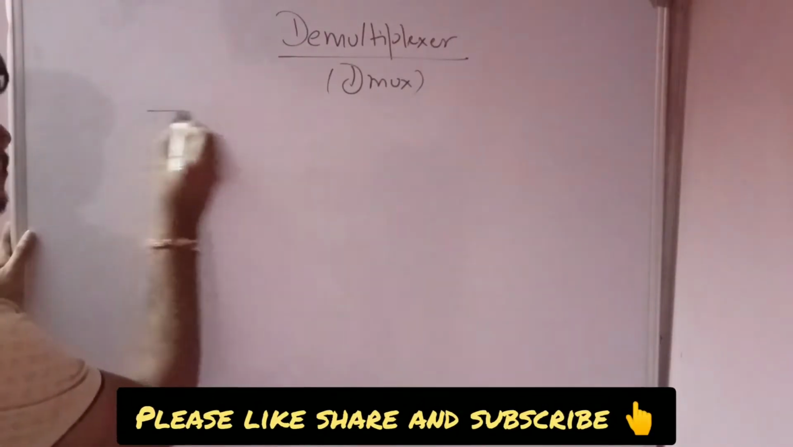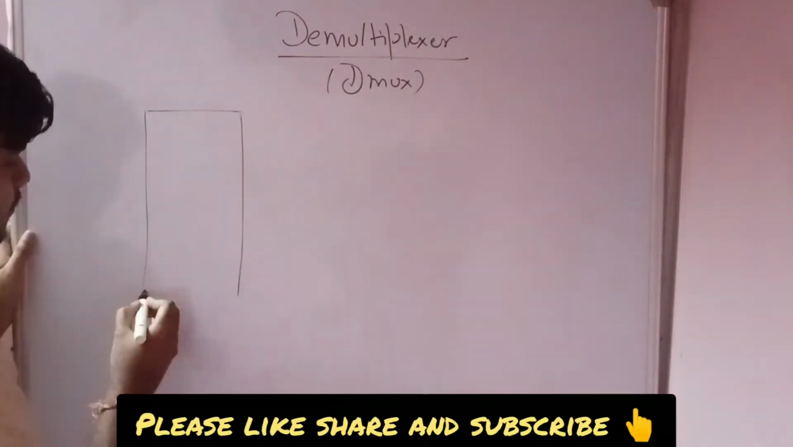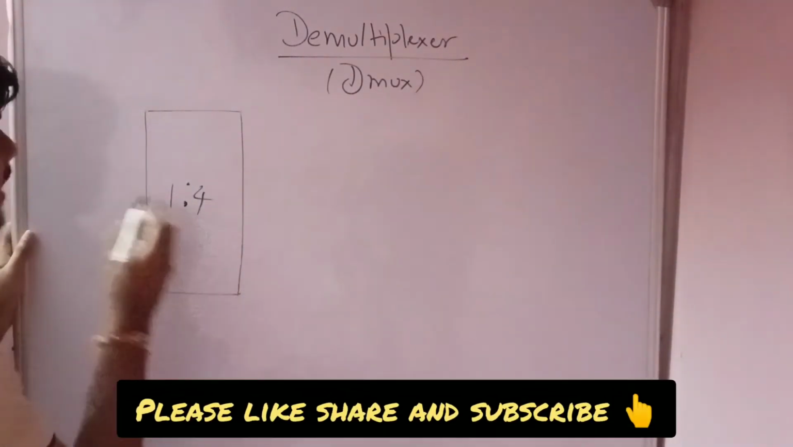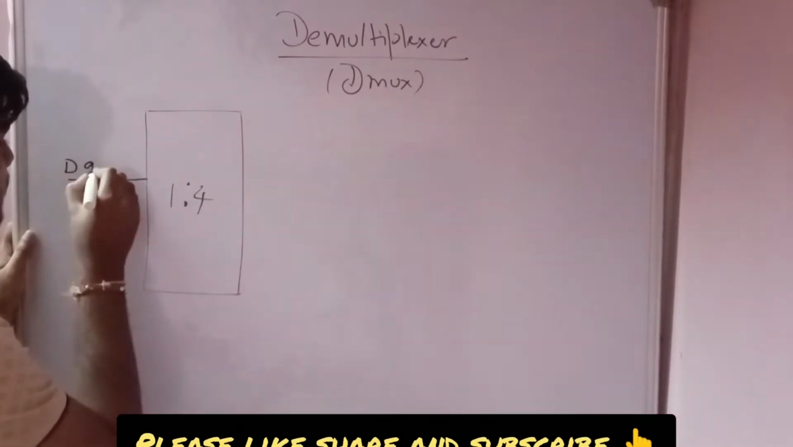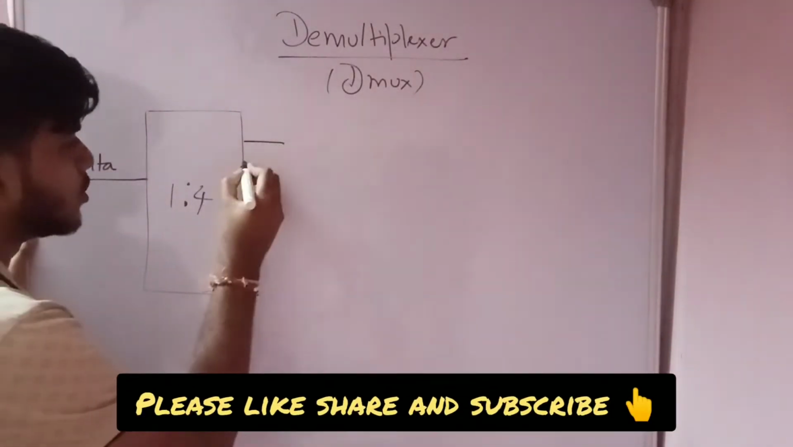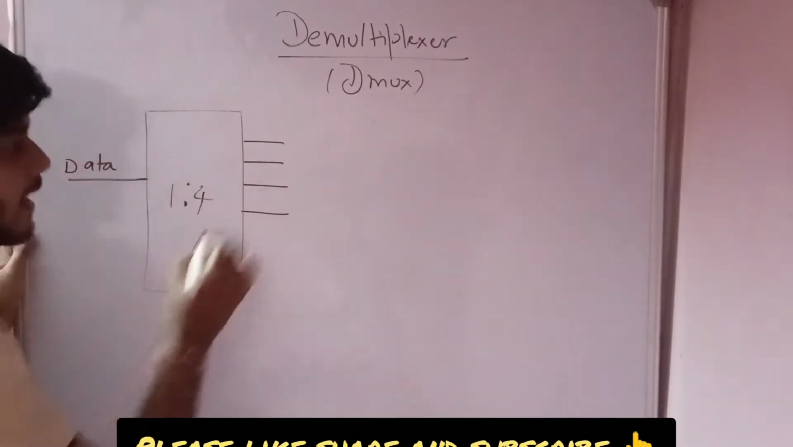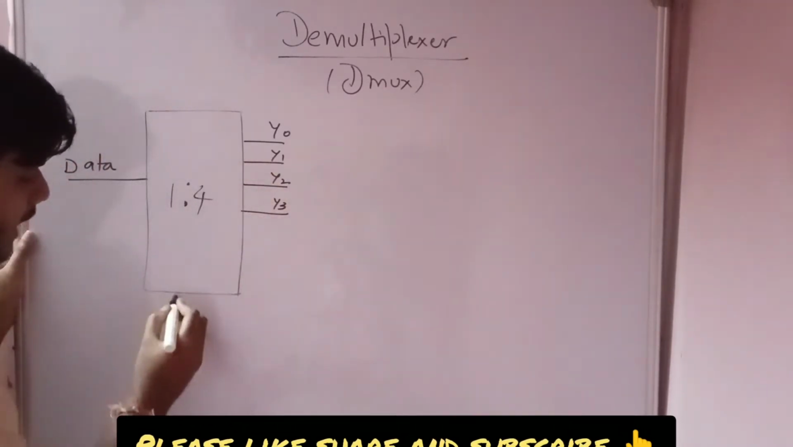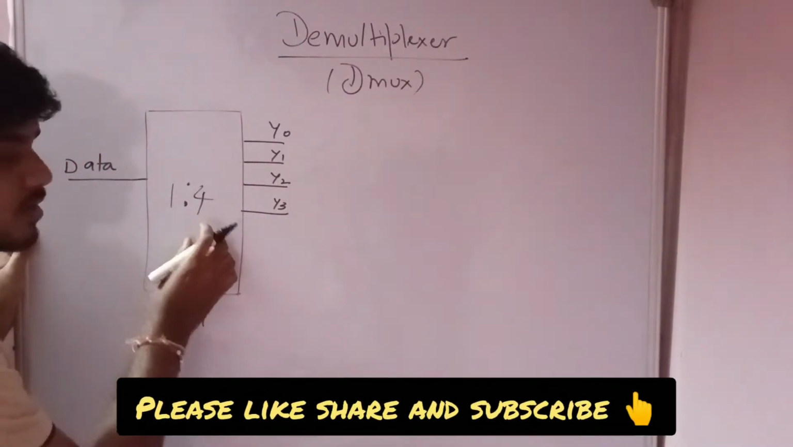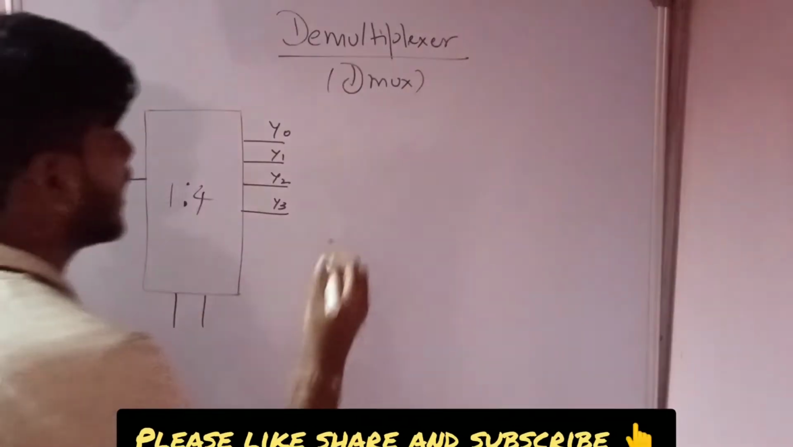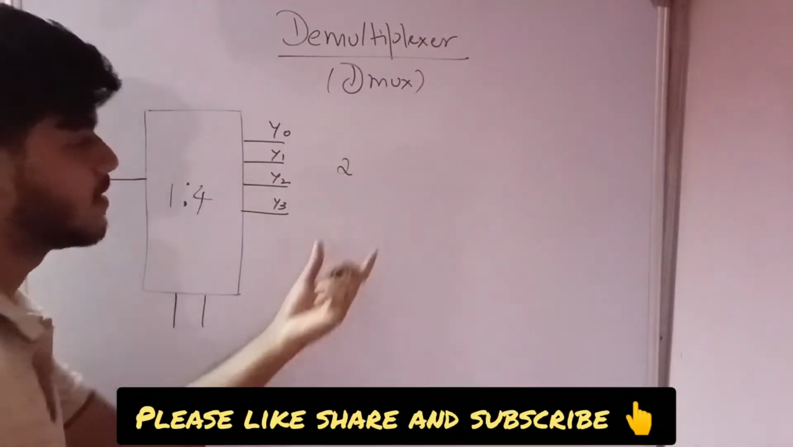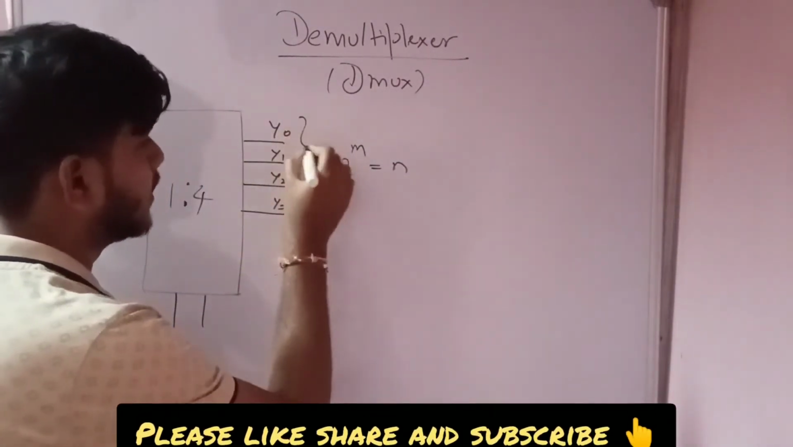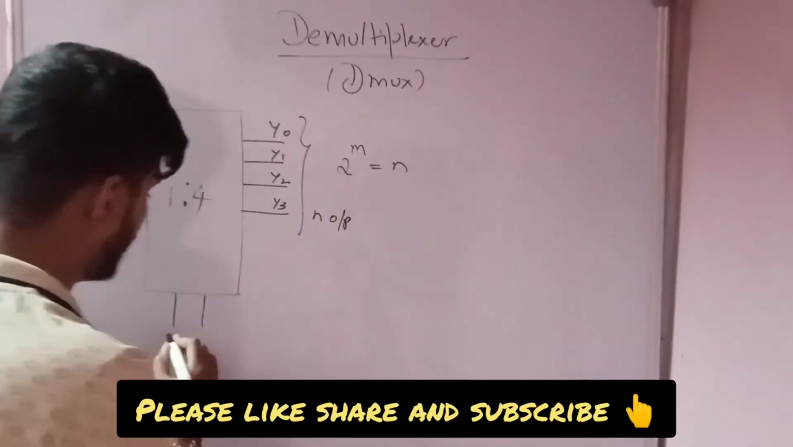So now here we'll draw a 1:4 demux. 1:4 means we have a single input, that is the data pin, and we have 4 outputs. I will name them y0, y1, y2, y3. How do we select? The number of select lines is based on this formula: 2 raised to m is equal to n, where n is the number of outputs, and you have m select lines.